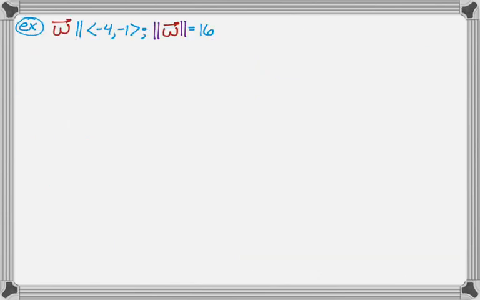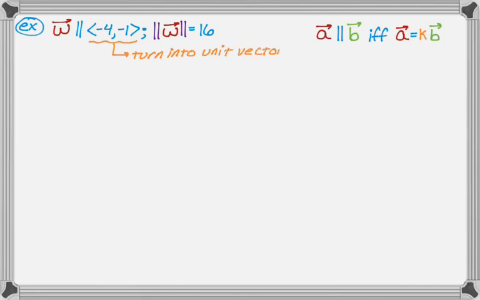So in this example, we know the vector w is parallel to -4, -1. We know the magnitude of w is supposed to be 16, and we want to just find w. So before we do this, we need to remember one fact about parallel vectors. a is parallel to b if and only if a is some scalar multiple of b, and that's going to be important because if we can take this vector and turn it into a unit vector, then we can take the unit vector and just multiply it by the magnitude that we want, and we'll end up with the vector w. So that's what we're going to do.